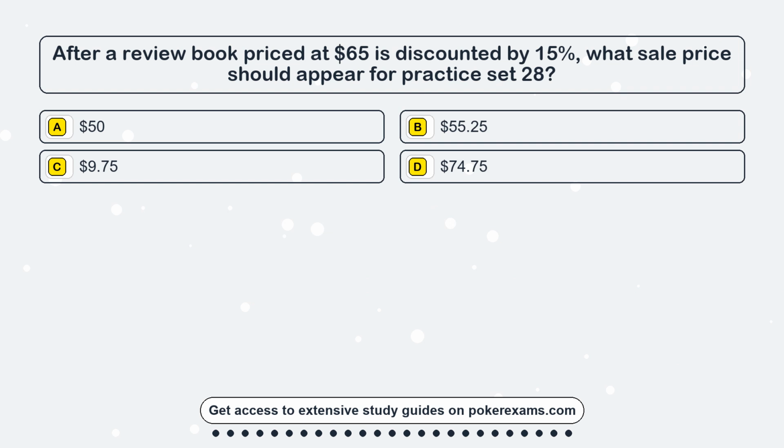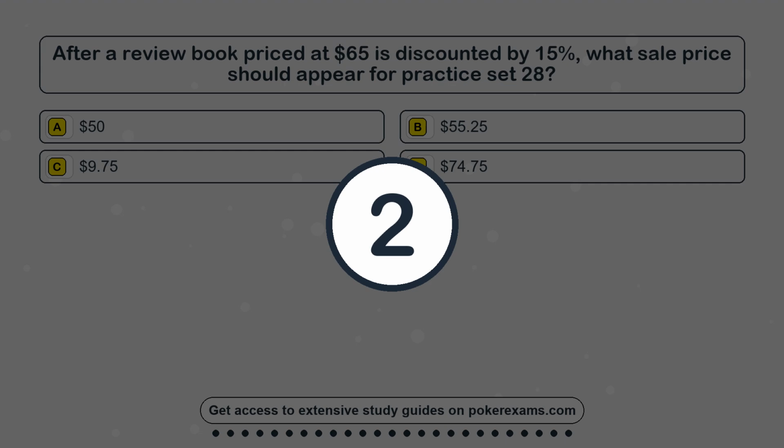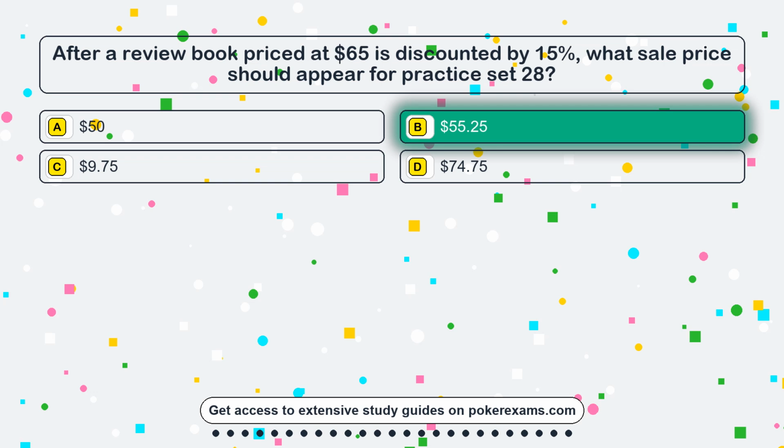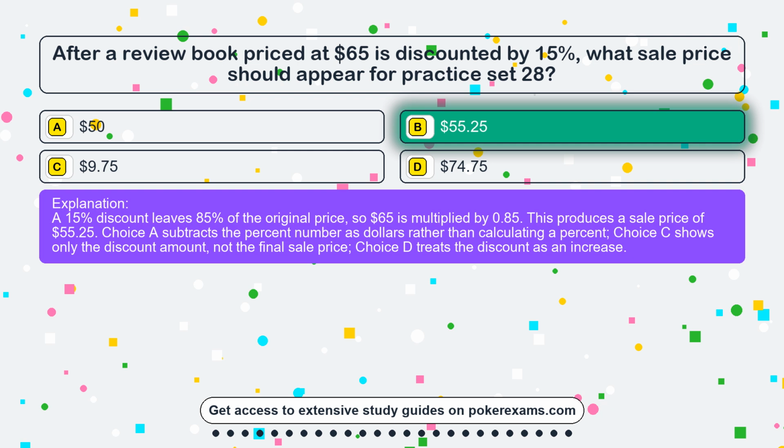Question 3. After a review book priced at $65 is discounted by 15%, what sale price should appear for practice set 28? Option A $50. Option B $55.25. Option C $9.75. Option D $74.75. The correct answer is option B, $55.25. A 15% discount leaves 85% of the original price, so $65 is multiplied by 0.85.